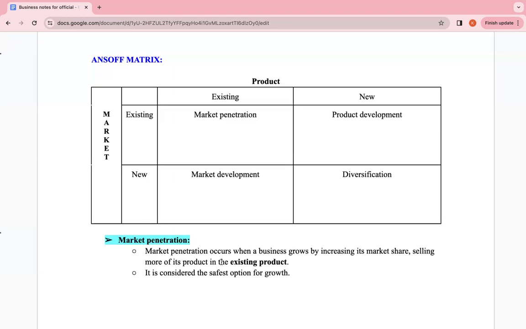So now we're going to be talking about market penetration after we just introduced it. Market penetration occurs when a business grows by increasing its market share and selling more of its product in the existing market.